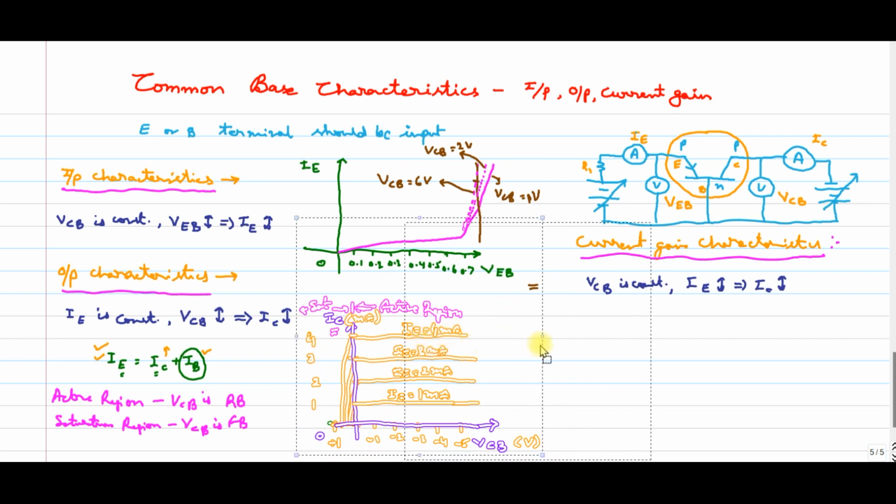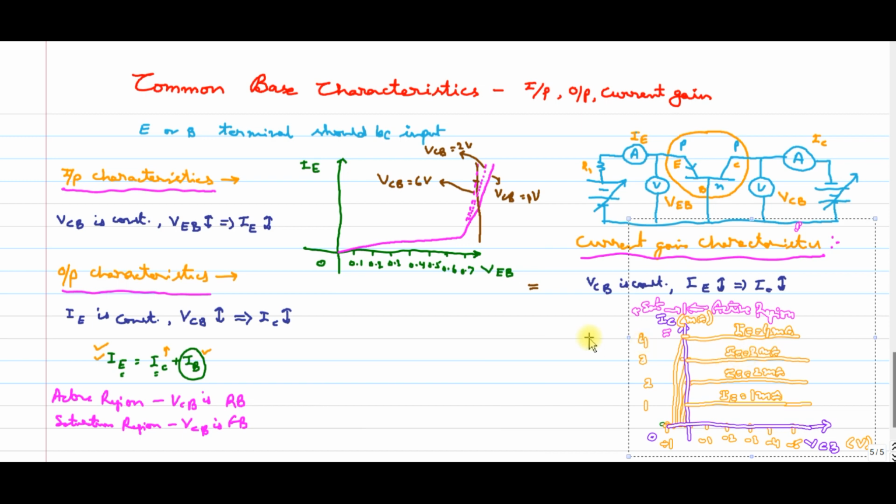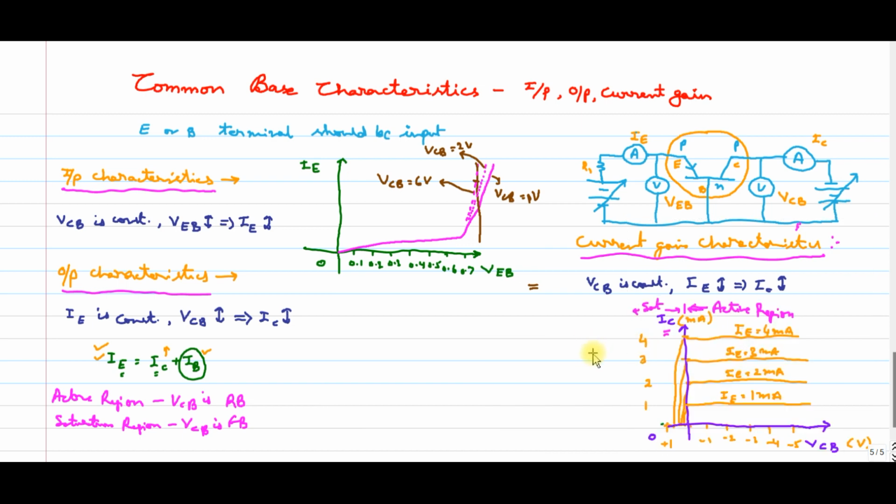So I'm simply dragging this to the current gain characteristics. That's it. Now we will see how to draw this. It should be extended like this for clarity. I will take these values: this is 1, this is 2, this is 3, and this is 4. So now how will it be?